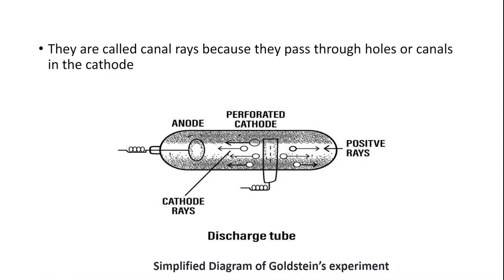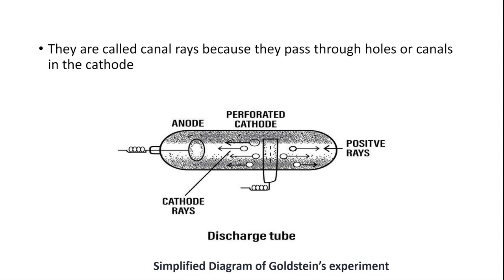So they were attracted here and they would pass through the perforations. Thus he called them canal rays. And they have to have a positive charge because they are coming towards the cathode. And because there is a hole here, they go passing through that. So thus he said that these rays are different from the cathode rays and they have a positive charge.